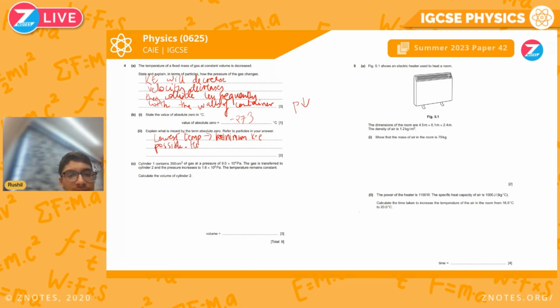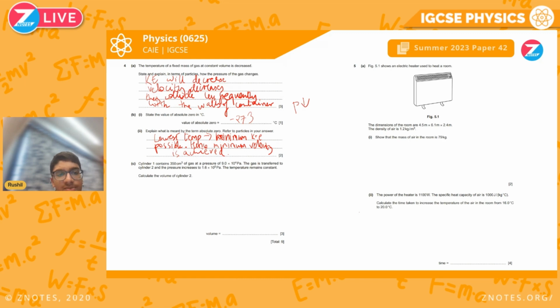Hence, they barely move, or they move very, very slowly. Hence, the minimum velocity or no velocity is achieved by the particles of the gas. It's the lowest temperature possible at which the particles have minimum to zero kinetic energy.